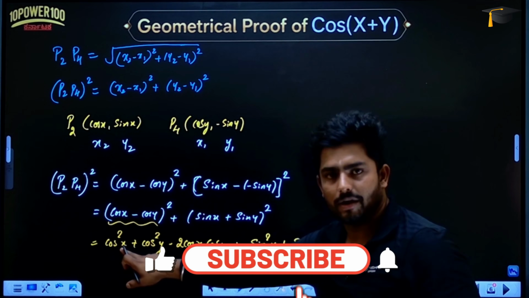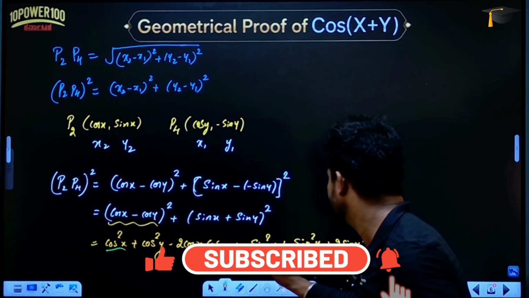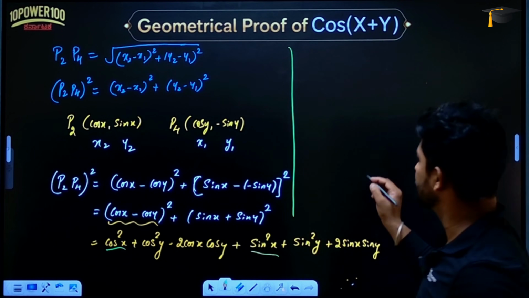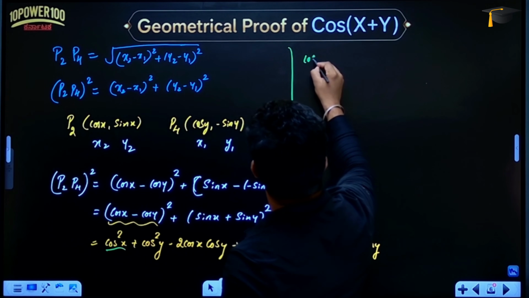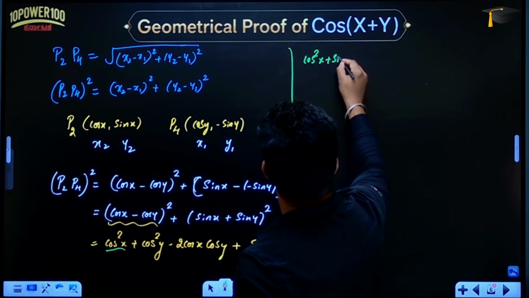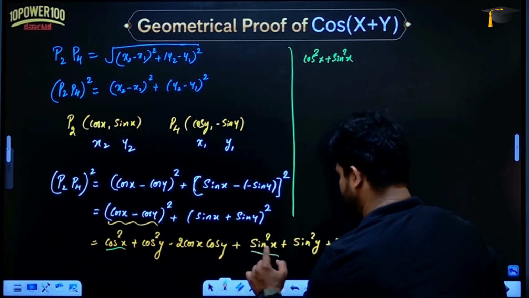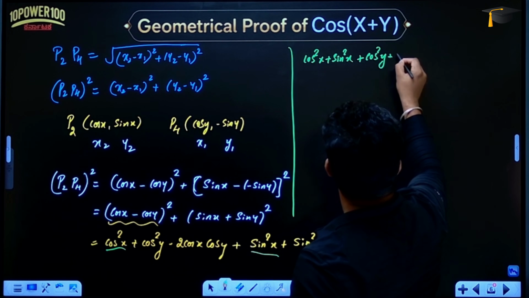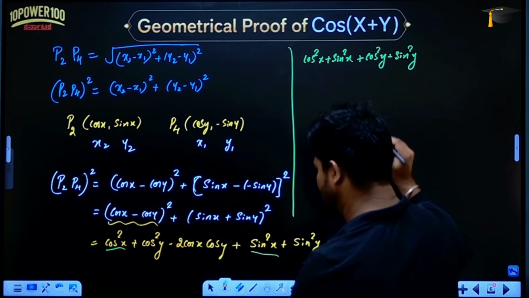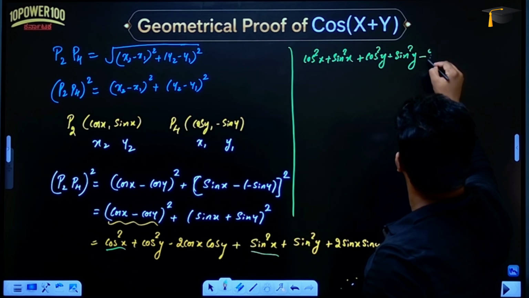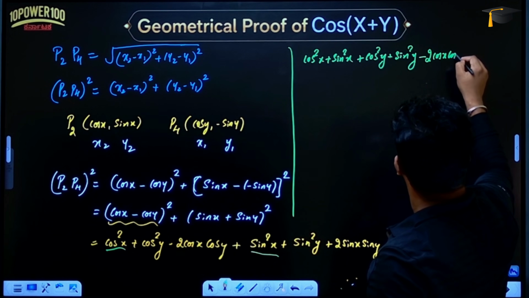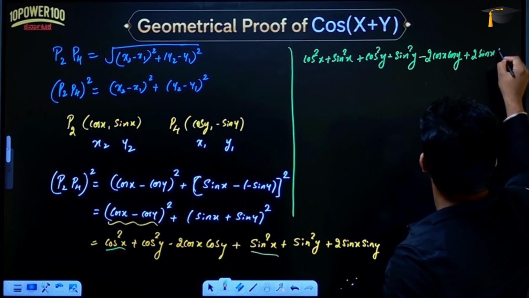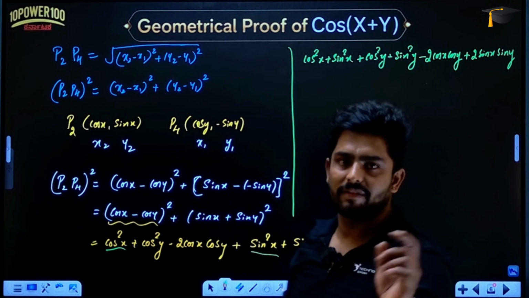So all this we have, children, look. So cos square x is there, sin square x is there. So I'll just write it together. Since all this is addition, I can write anywhere I want in this equation. So this becomes cos square x plus sin square x, I wrote these two together. After that, cos square y plus sin square y, let's write all the remaining together. What is the remaining? Minus 2 cos x cos y plus 2 sin x sin y. So I wrote everything. So this is what I got.